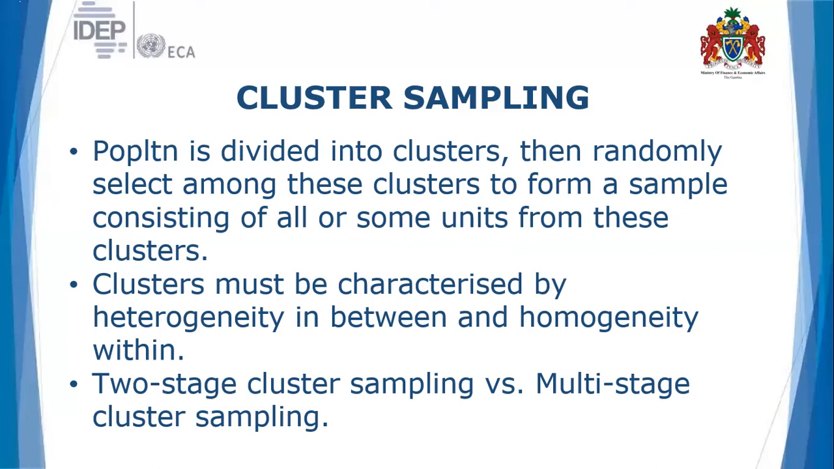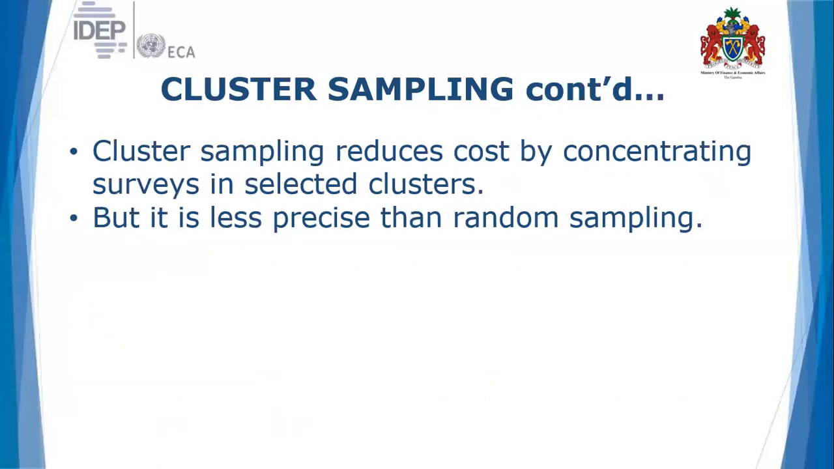Cluster sampling can be done at 2 stages or at more than 2 stages, which is known as multi-stage cluster sampling. So if only 2 stages are involved, for example, divide the population into clusters and then draw a sample of clusters and select elements from those clusters, this is 2-stage cluster sampling. But if more than 2 stages are involved, that becomes multi-stage cluster sampling.